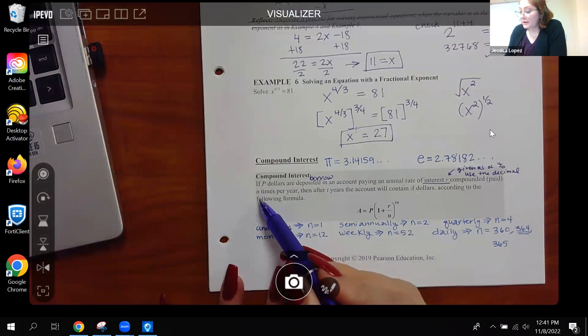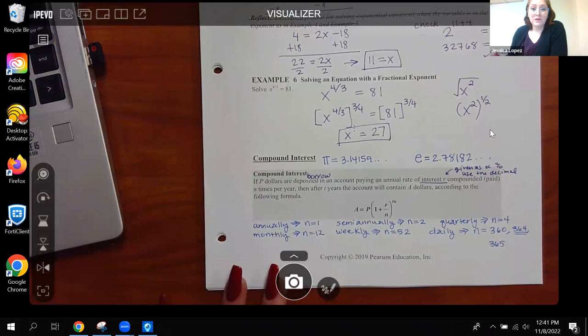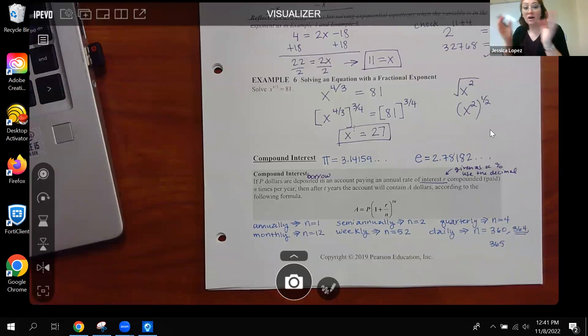Now, N is the number of times that this money is compounded, okay? So remember I told you that credit cards usually go by a monthly compounding. So normally at the end of the month, they figure out how much interest you are going to owe, and then they tag that onto the balance. And if you don't pay anything, the next month, that total balance becomes the new P value. And so then the interest is collected on all of that. Even your interest is collecting interest, okay? So that's what compounded means.